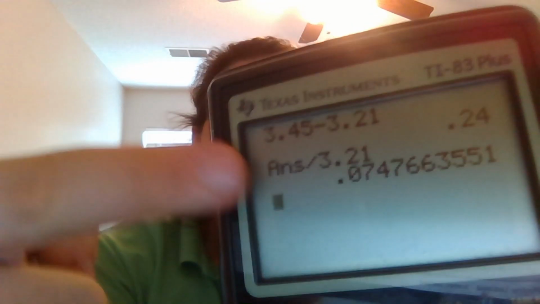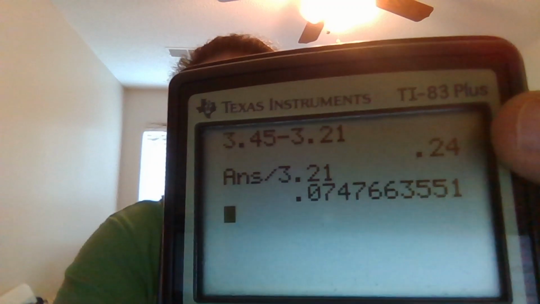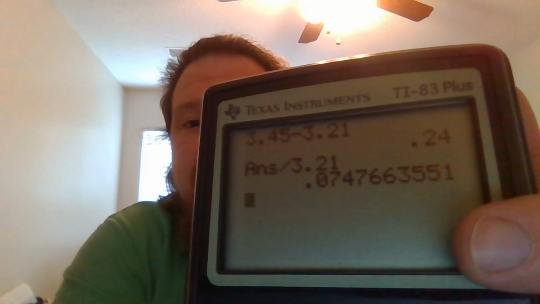But, and I apologize, the work on the paper is a little off. I made a mistake. Sorry about that. The 2.4 has 2 sig figs. We divided it by a number with 3 sig figs. That means the answer should only have 2 sig figs.